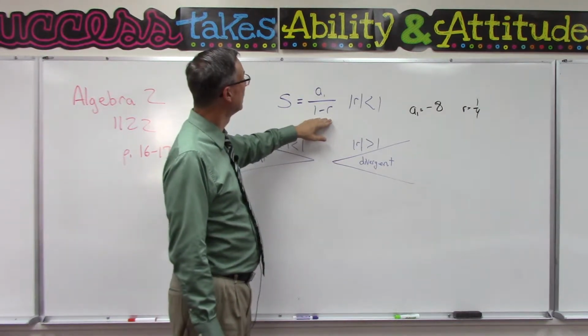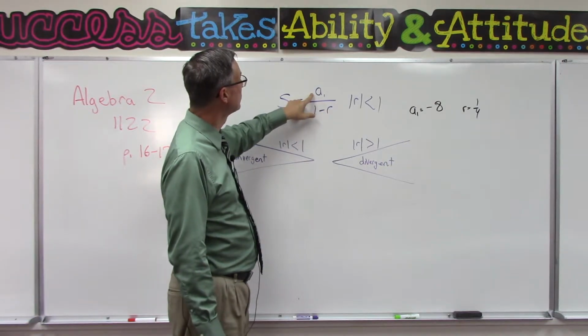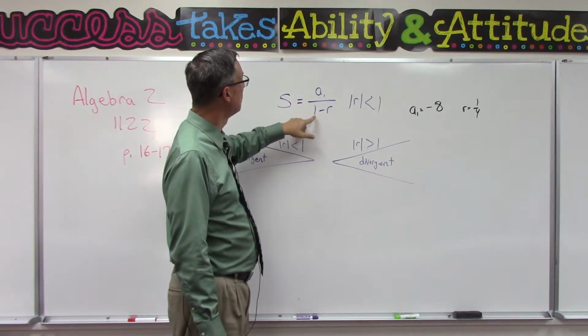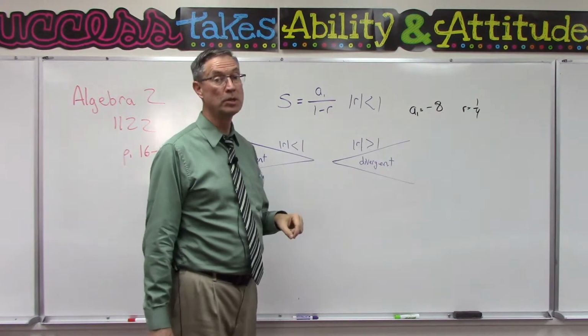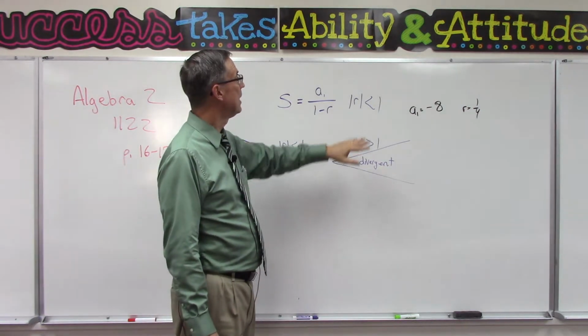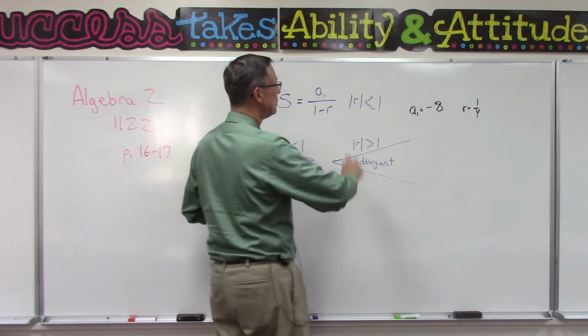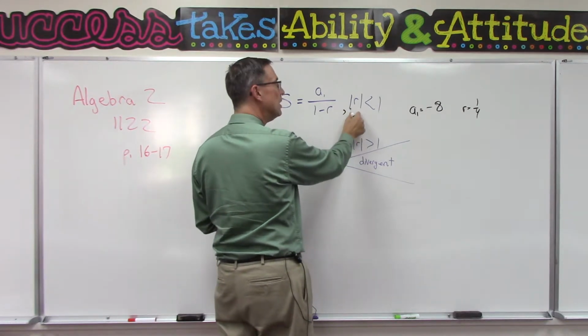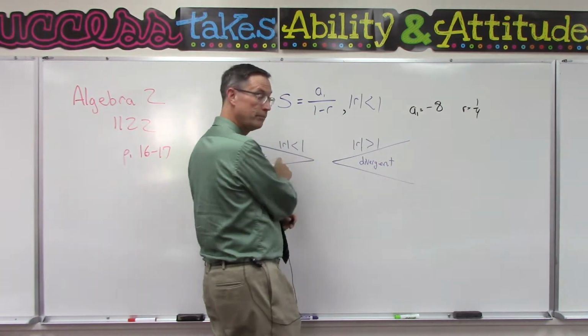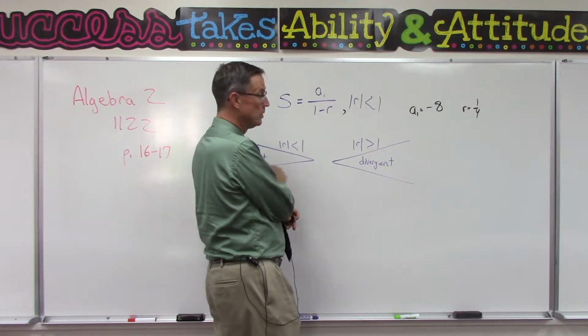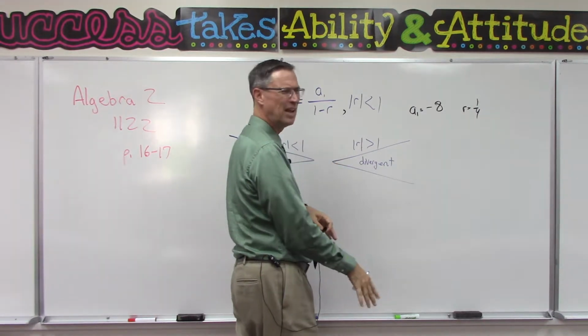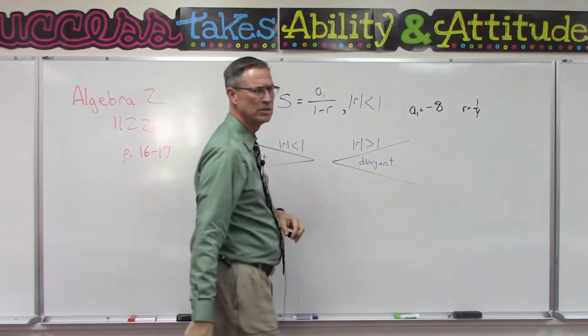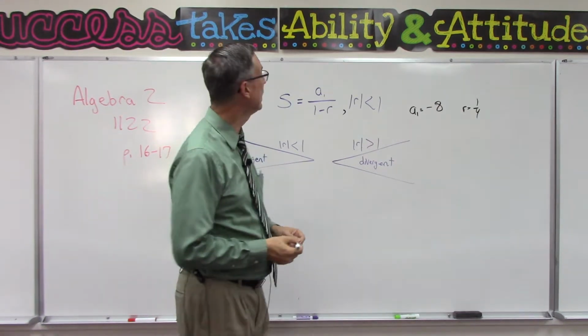So this is the formula. We start with the first term, and then we divide by 1 minus the ratio between the terms. And this is the condition that has to be met. So if the ratio is less than 1, then we say that it's convergent. If it's greater than 1, it's divergent, and really we just kind of ignore that. It just approaches infinity.